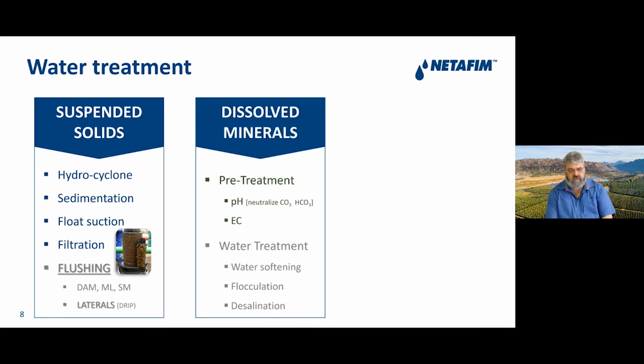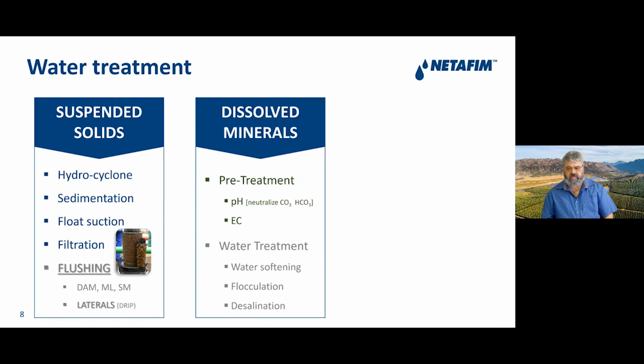Then also part of water treatment that we will not enter into the discussion is dissolved minerals. For greenhouses, it's quite common that we do a pre-pH treatment to neutralize carbonates or bicarbonates. And also we can do pre-EC treatment when we use either two water sources or maybe recycled rainwater that is cleaned before reuse. Things like water softening, flocculation, desalination, it's not part of today's discussion.